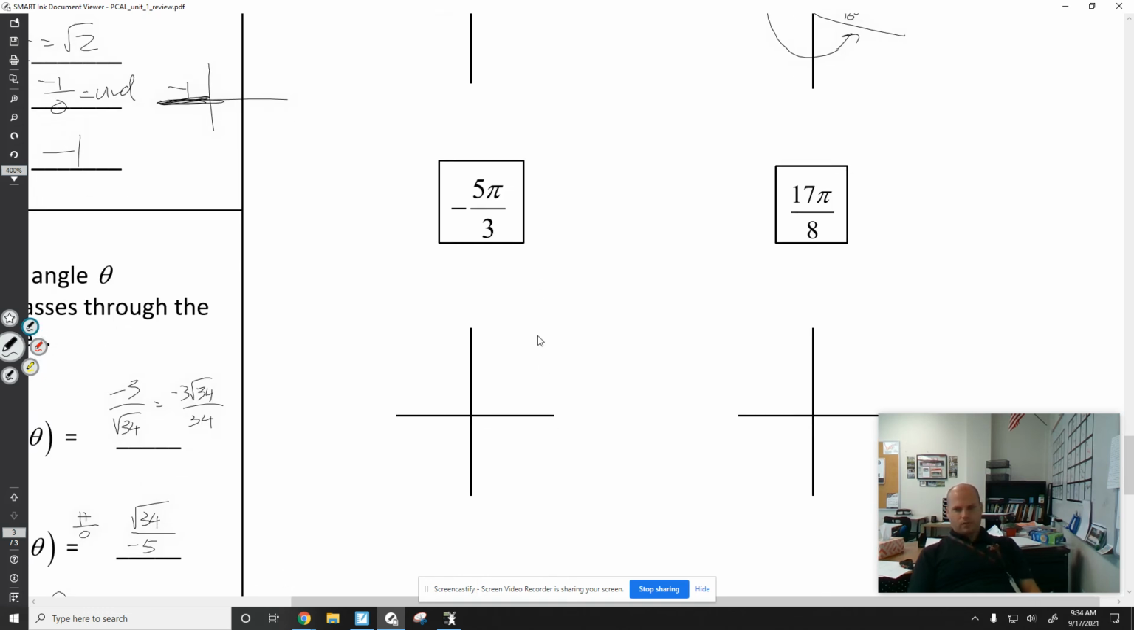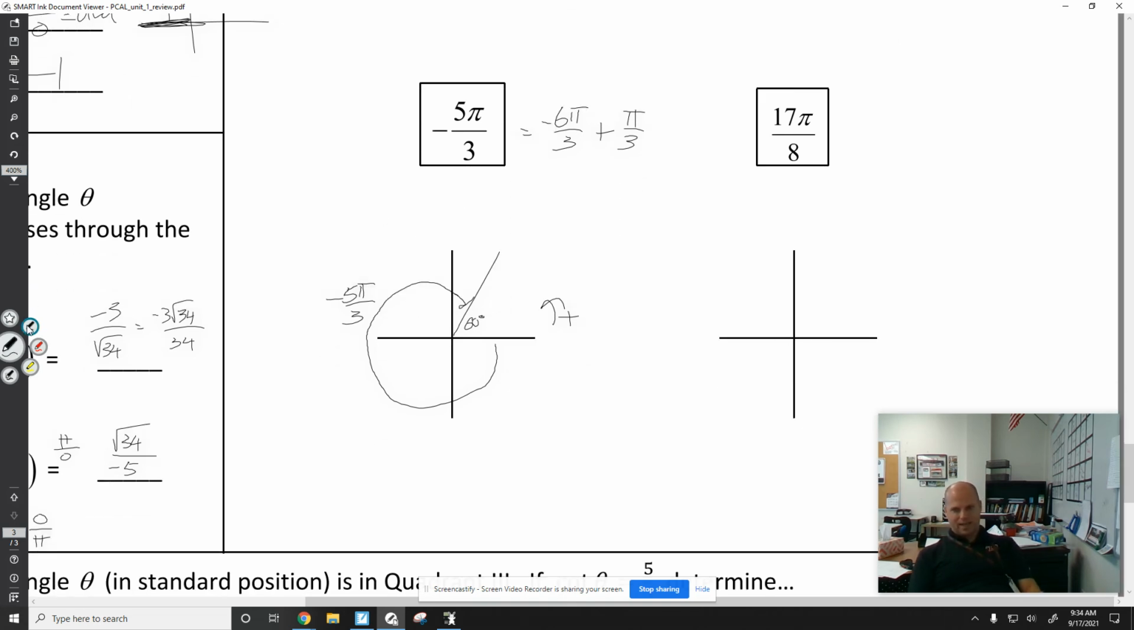-5 pi over 3. This is a little tricky. I would like to say it's -6 pi over 3, but then I have to add a pi over 3. So -6 pi over 3 goes around this way, all the way. But then if I add a pi over 3, I don't make it all the way around to 2 pi. I stop right here, being 60 degrees away from the x-axis. This would be -5 pi over 3 radians that I've traveled.